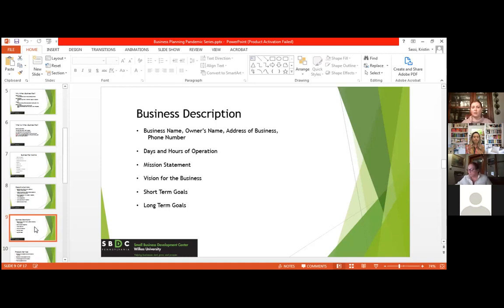One thing you don't want to do is overdo this section. Sometimes we have people who like to tell their whole life story and get into a vision of why they're doing this. A paragraph on this is usually good.